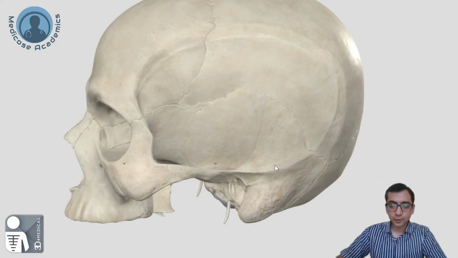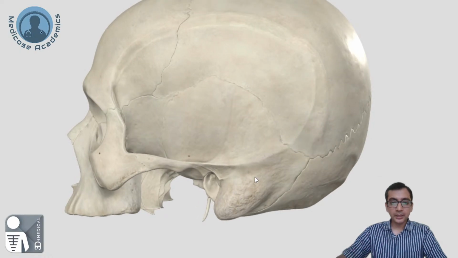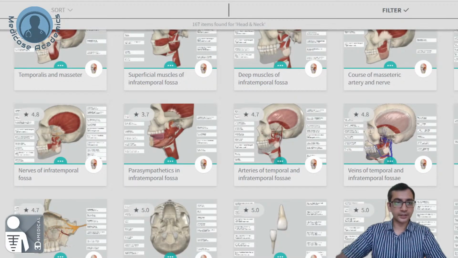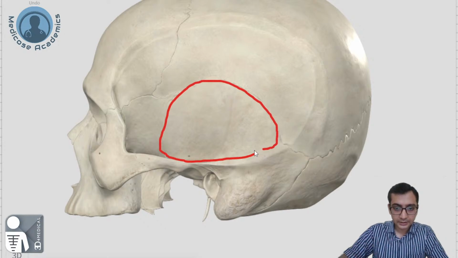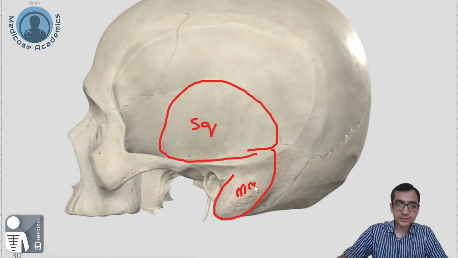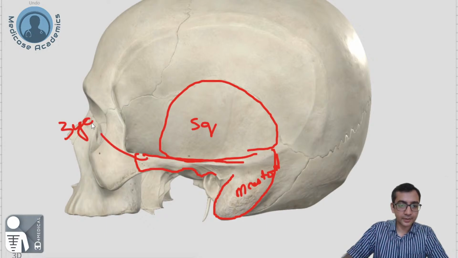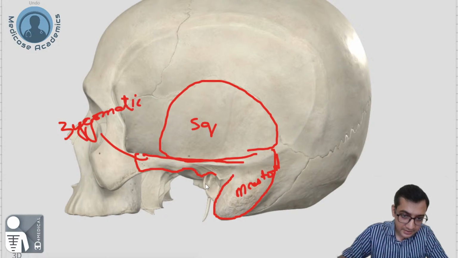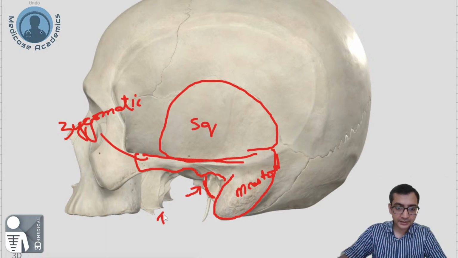So we talked about the sutures and the pterion. Let's look a little at the parts of the temporal bone. It's a very irregular bone. The part that is flat, the part that is here, is known as the squamous part. This prominence is called the mastoid part. The part that is making the zygomatic arch is the zygomatic part. The plate that is making part of the opening of the external auditory meatus is the tympanic part.